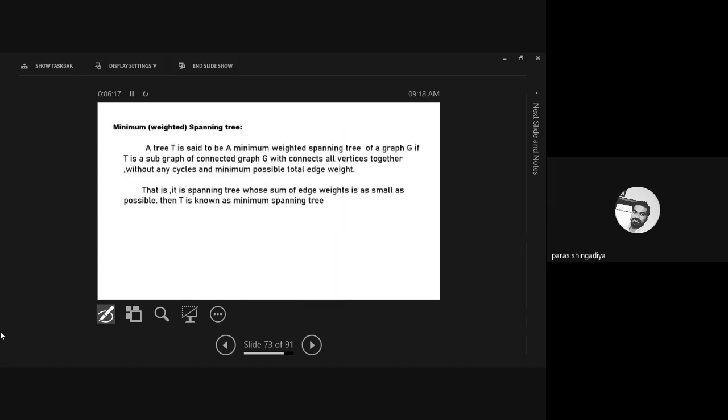Okay? And after that, we discussed this topic, the minimum weighted spanning tree. In that, we consider the definition of a spanning tree plus we include such edges whose weight is minimum. Weight is mentioned on each edge of the graph, and then we start to create a spanning tree, and we include the edges in such a way that their weight is minimum. The resultant graph is known as a minimum weighted spanning tree.